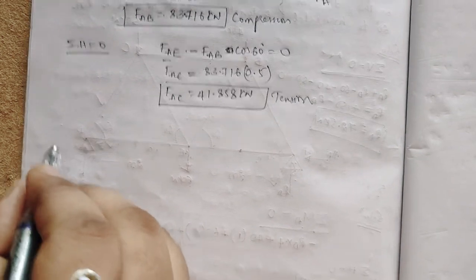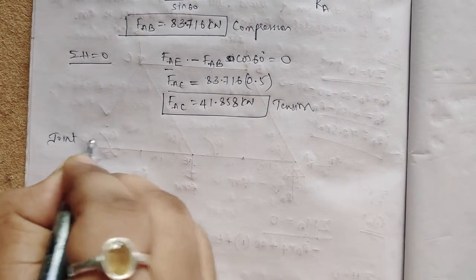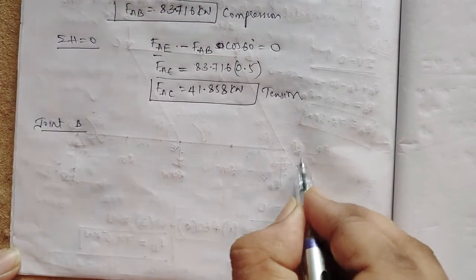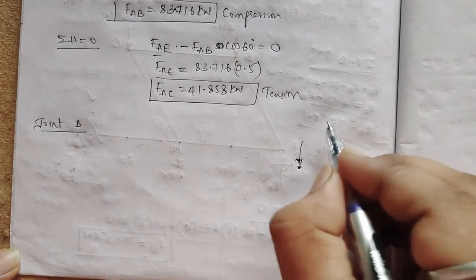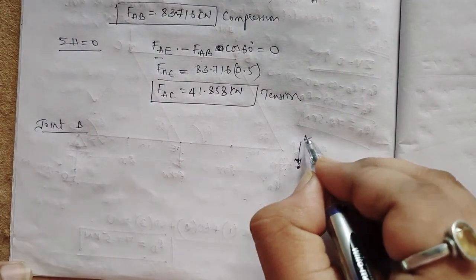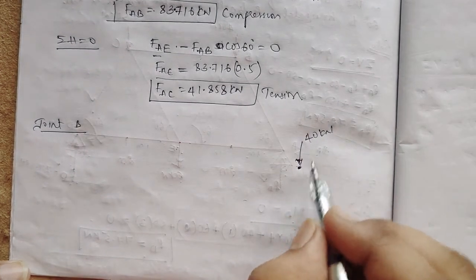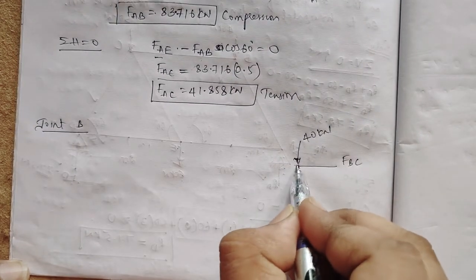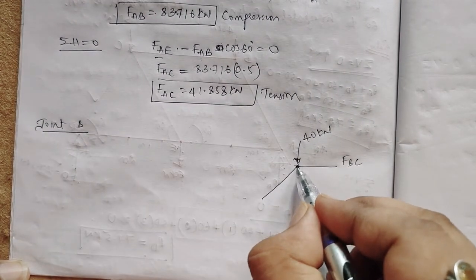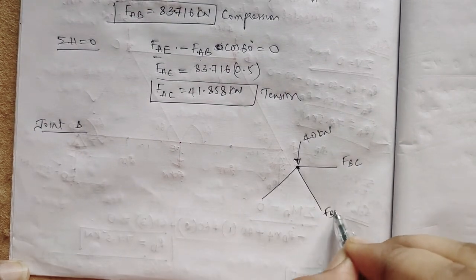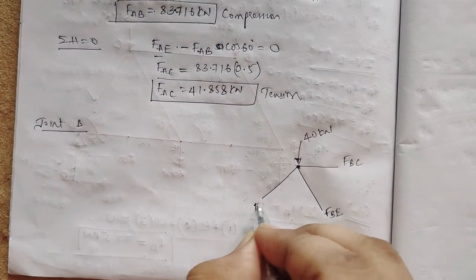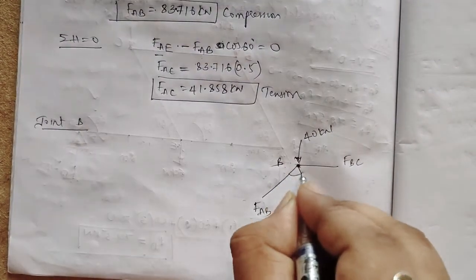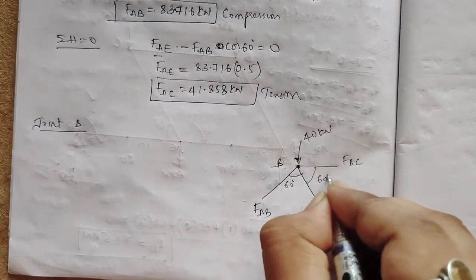So joint B. What is joint B now? One force comes from upwards, that is 40 kilonewton, right? Then FBC. Then at A I found out, then at E, this is FBE and this is FAB. Correct, this is joint B. So this is 60 degree and this is also 60 degree.